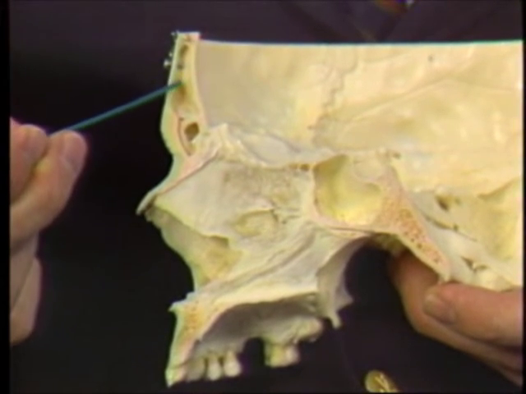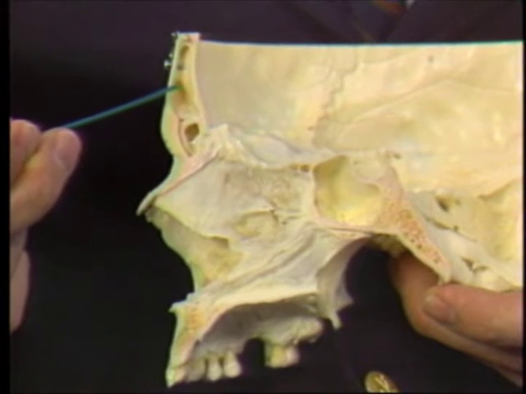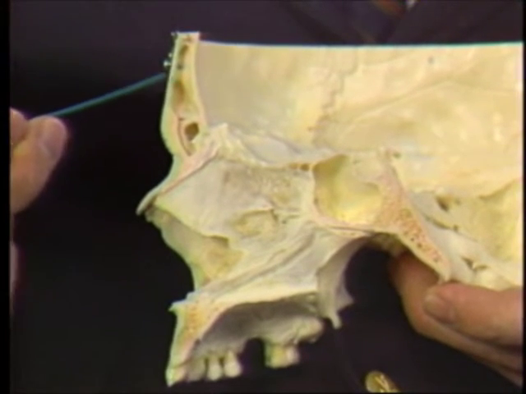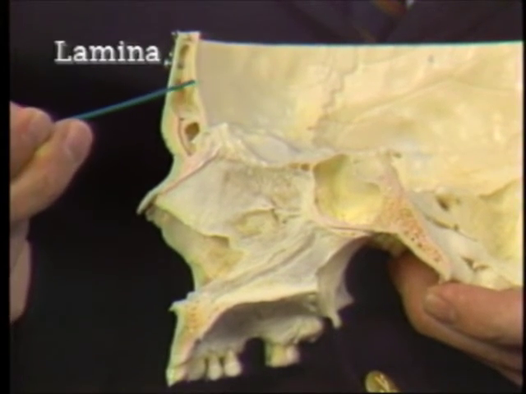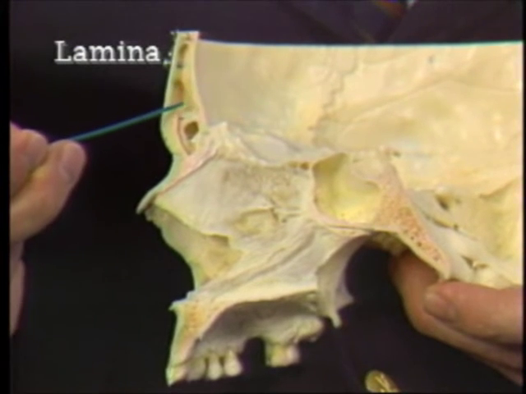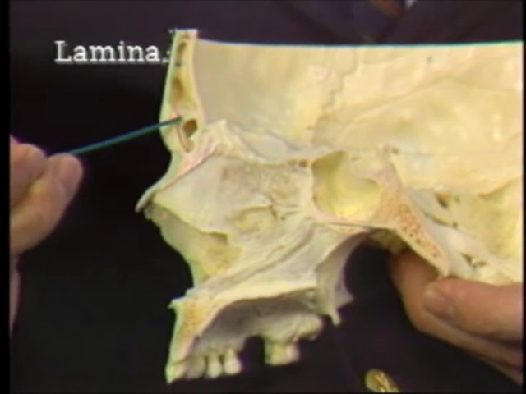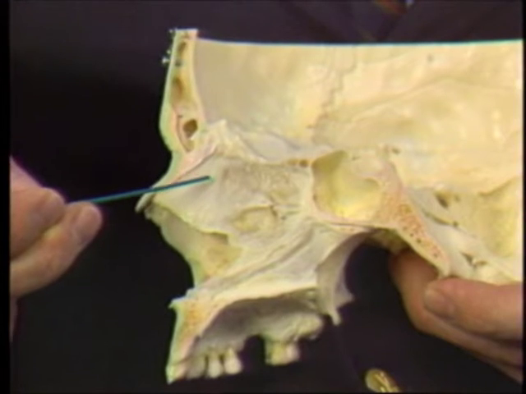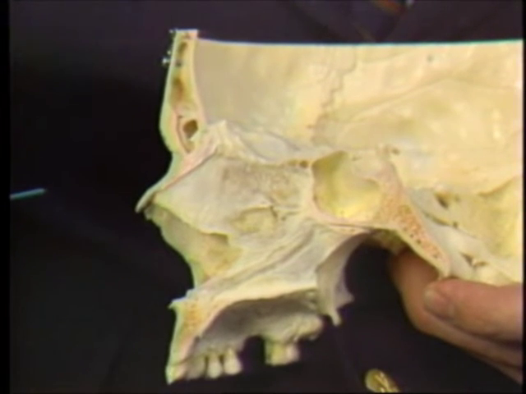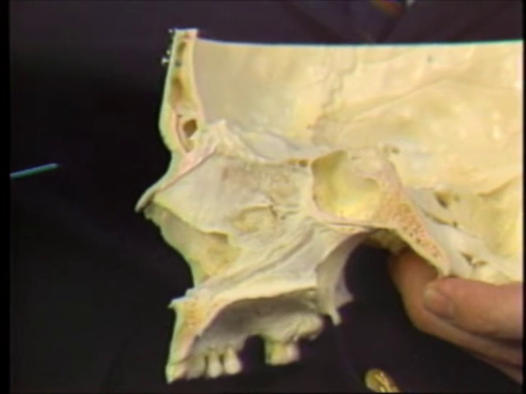Superiorly here we see the right frontal sinus that we had transilluminated earlier. There is an outer lamina and an inner lamina, and this is really an anterior ethmoid sinus, and its duct extends down into the middle meatus, and we'll be reviewing that in a moment.